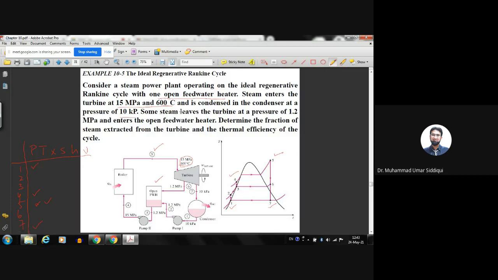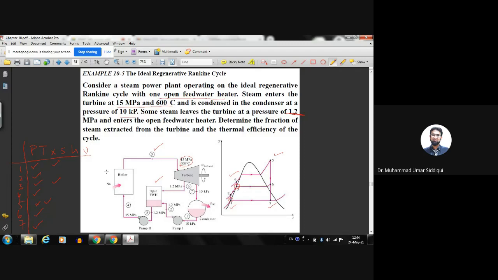Some steam leaves the turbine at a pressure of 1.2 megapascal. So obviously this is the medium pressure. The medium pressure applies to state points 2, 3, and 6. So basically we know all the pressures at 1, 2, 3, 4, 5, 6, 7. The next thing is that there are a few things which are understood in this cycle. State point 1 and state point 3 should be saturated liquid. If they are saturated liquid, we know the X value for 1 and 3, which will be 0. So these are understood within this cycle.